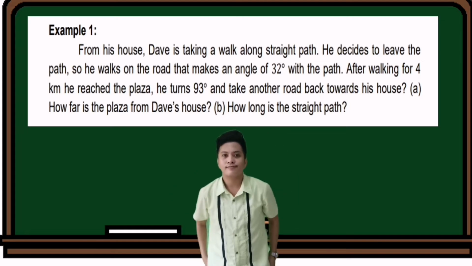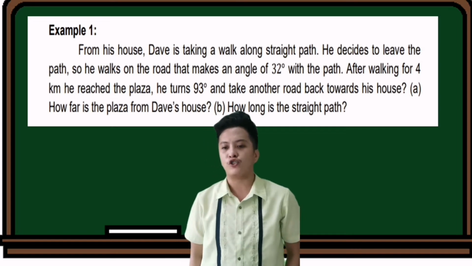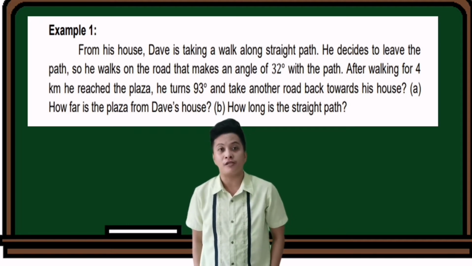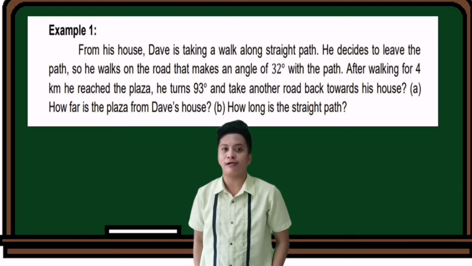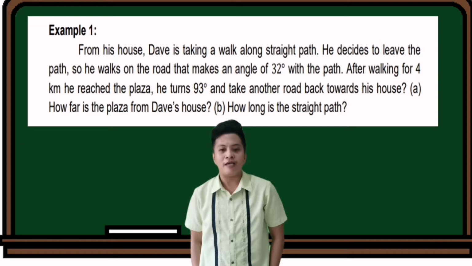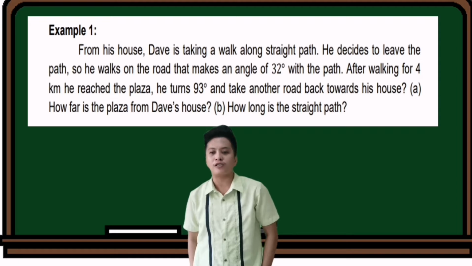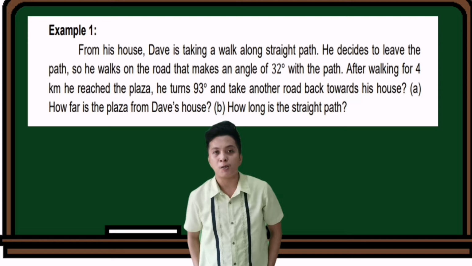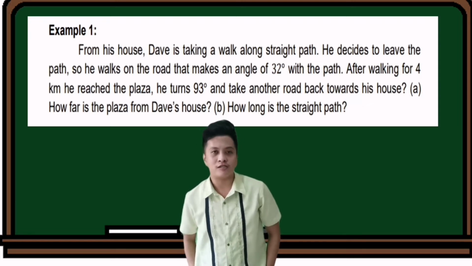Example. From his house, Dave is taking a walk along a straight path. He decides to leave the path, so he walks on a road that makes an angle of 32 degrees with the path. After walking for 4 kilometers, he reaches the plaza. He turns 93 degrees and takes another road back towards his house. Question A. How far is the plaza from Dave's house? B. How long is the straight path?